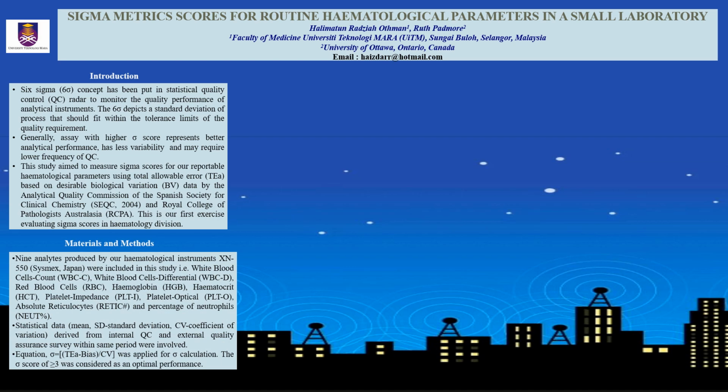We have chosen 9 analytes produced by our hematological instrument Sysmex XN-550. The 9 analytes were white blood cell count, WBCC, white blood cell differential, WBCD, red blood cells, hemoglobin, hematocrit, platelet impedance, platelet optical, absolute reticulocyte count, and percentage of neutrophils.